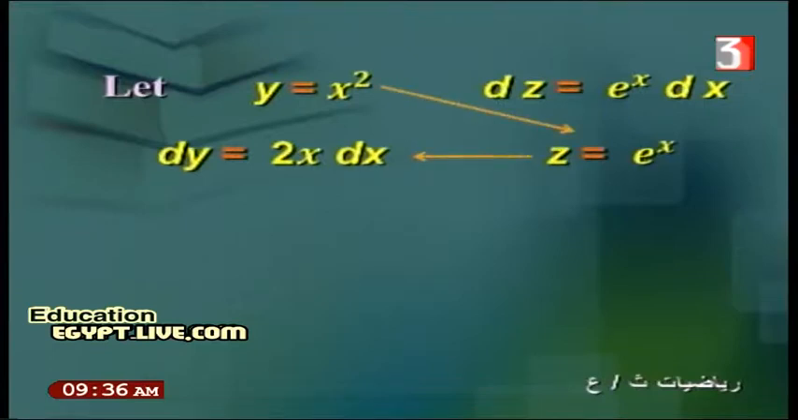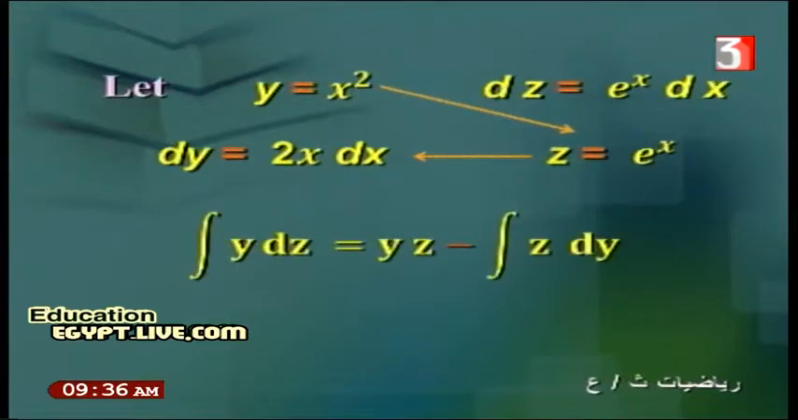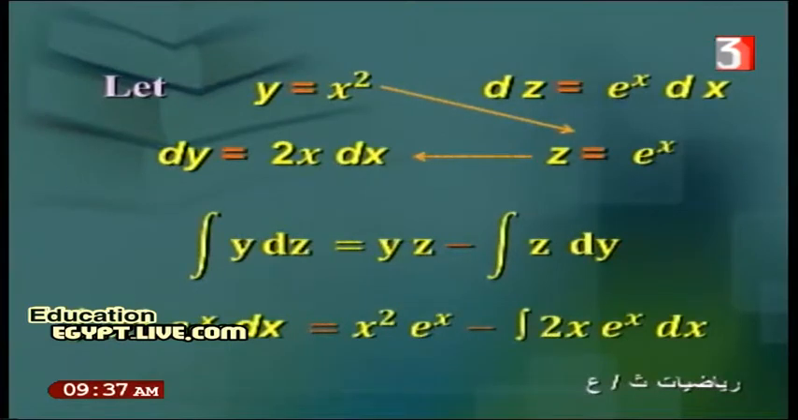Then the rule of integration by parts, the integration of y dz equals yz minus the integration of z dy. Then the integration of x power 2 e power x dx equals x power 2 multiply e power x minus the integration of 2x times e power x dx. The second term is a function, 2x e power x dx. We can use the rule of integration by parts another time to find this integration.